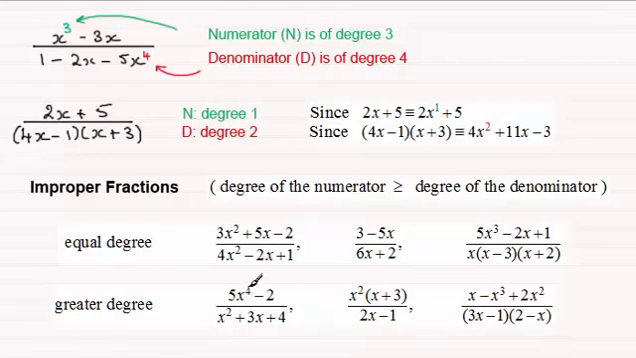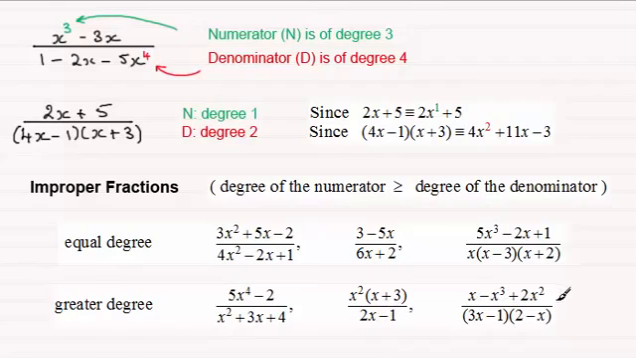Here you can see the degree of the numerator is 4 and the degree of the denominator is 2. With this one, when you expand it out, you're going to get x cubed. So the degree of the top is going to be 3. In the denominator, it's going to be 1.